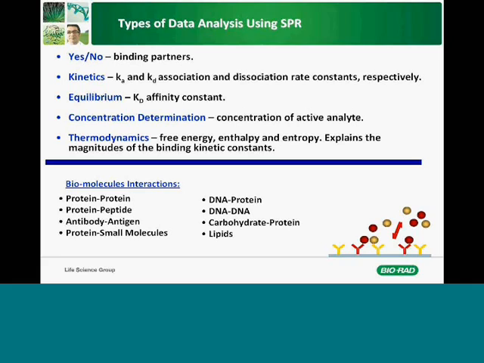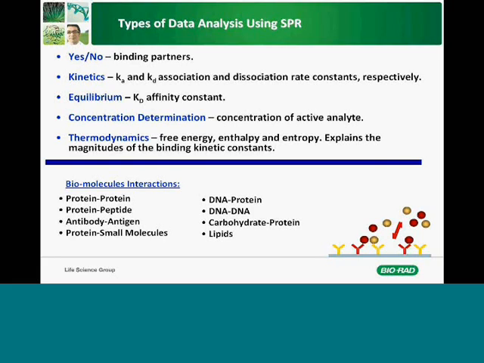Another type of data analysis or application that you can do is to determine the active concentration of a molecule. Usually, concentration of protein is measured by absorbance, but that gives you total protein. Some of it might be unfolded or inactive, and because SPR is actually a functional assay, it can give you information about what percentage of the protein in my tube is active. And this is usually crucial for biopharma companies that manufacture protein therapeutics and others.